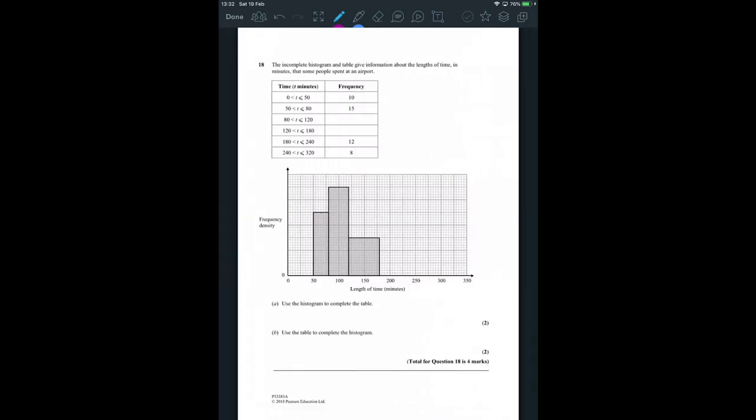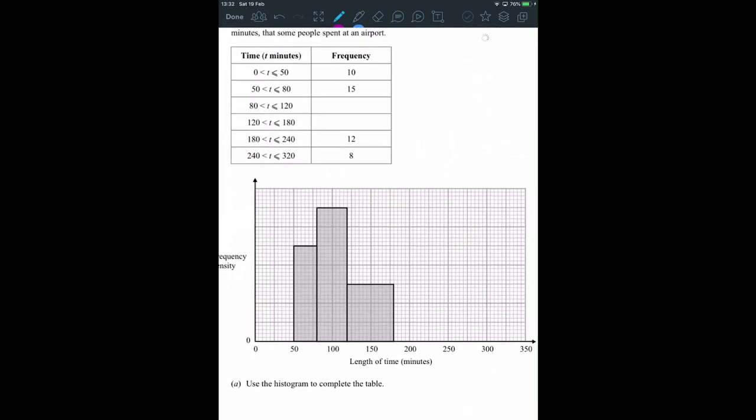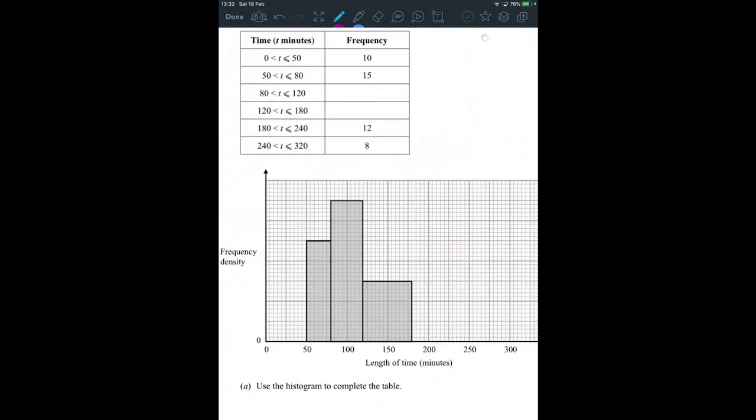Question 18, we have histograms. A very classic histogram question, 2 parts, 2 marks each. Complete the table, complete the histogram. I'm not going to separate the 2 parts of the question, I'm just going to do them all together. First thing to try and find is something you know everything about. I'll add my frequency density in up there. I know everything about the 50 to 80 bar. So that bar there, I know the frequency and I have the bar.